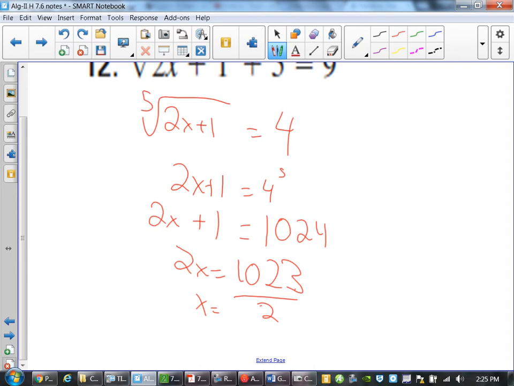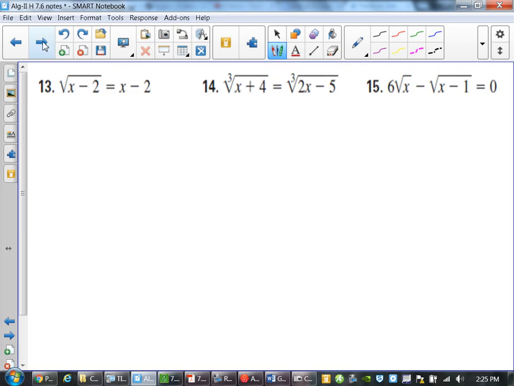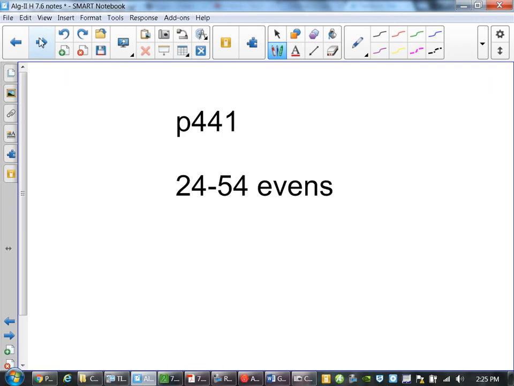And it's okay that you get a fraction for an answer. Yes, sir. You can leave it like that, a mixed number. We'll use a mixed number for a minute or two when we do this stuff in the second semester.